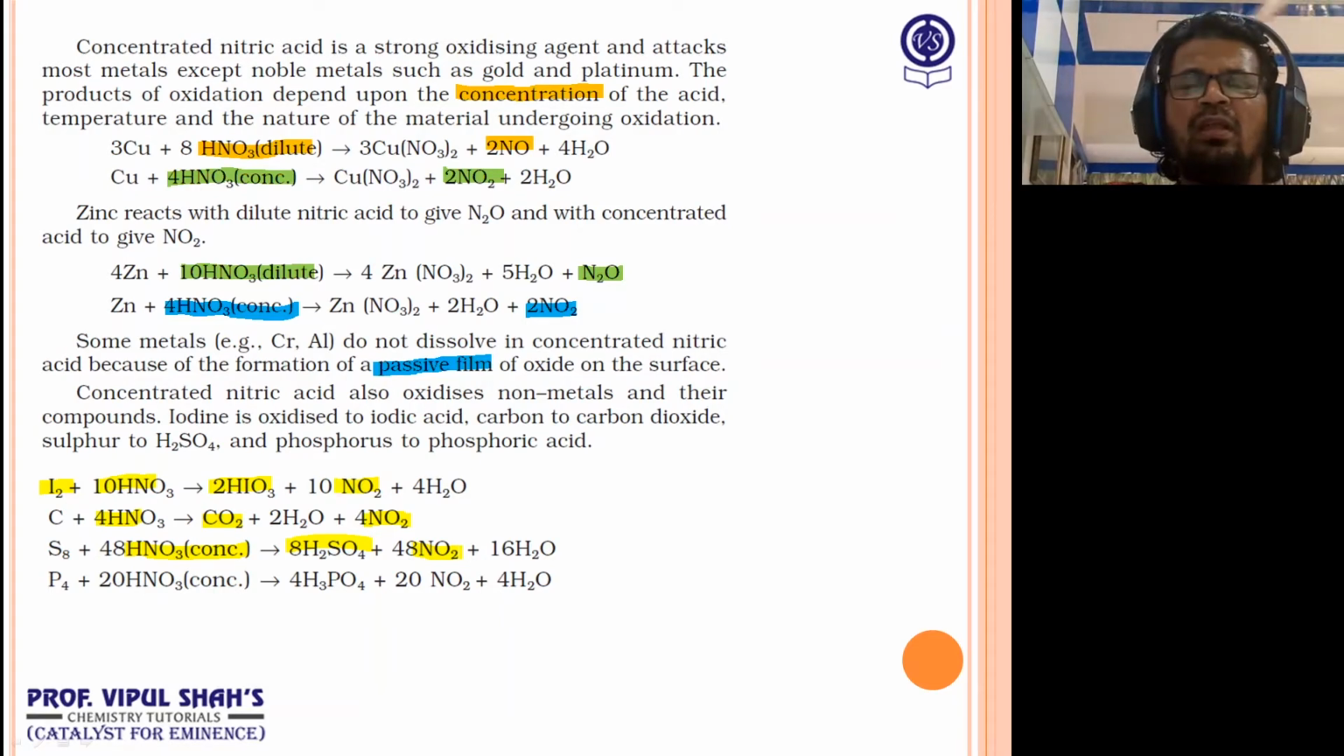Okay. Last one, phosphorus. That's a tetraatomic structure. 4 atoms of phosphorus.